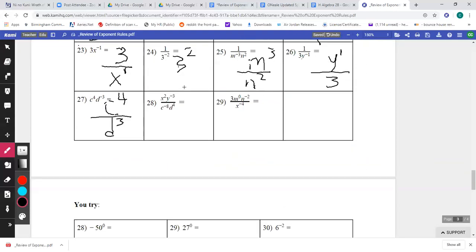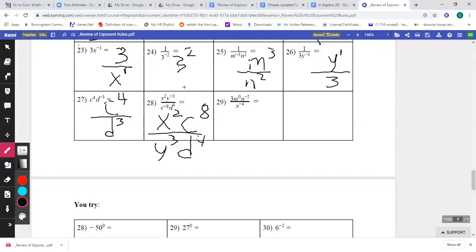Number 28, once again, you flip the negatives, the positives stay where they're at. So the x is going to stay on top, the d is going to stay on the bottom, the y will flip to the bottom, and the c will flip to the top. So your final answer will look something like this: x squared c to the 8th all over y to the 3rd d to the 4th, right? The negatives get flipped, the positives stay where they're at.